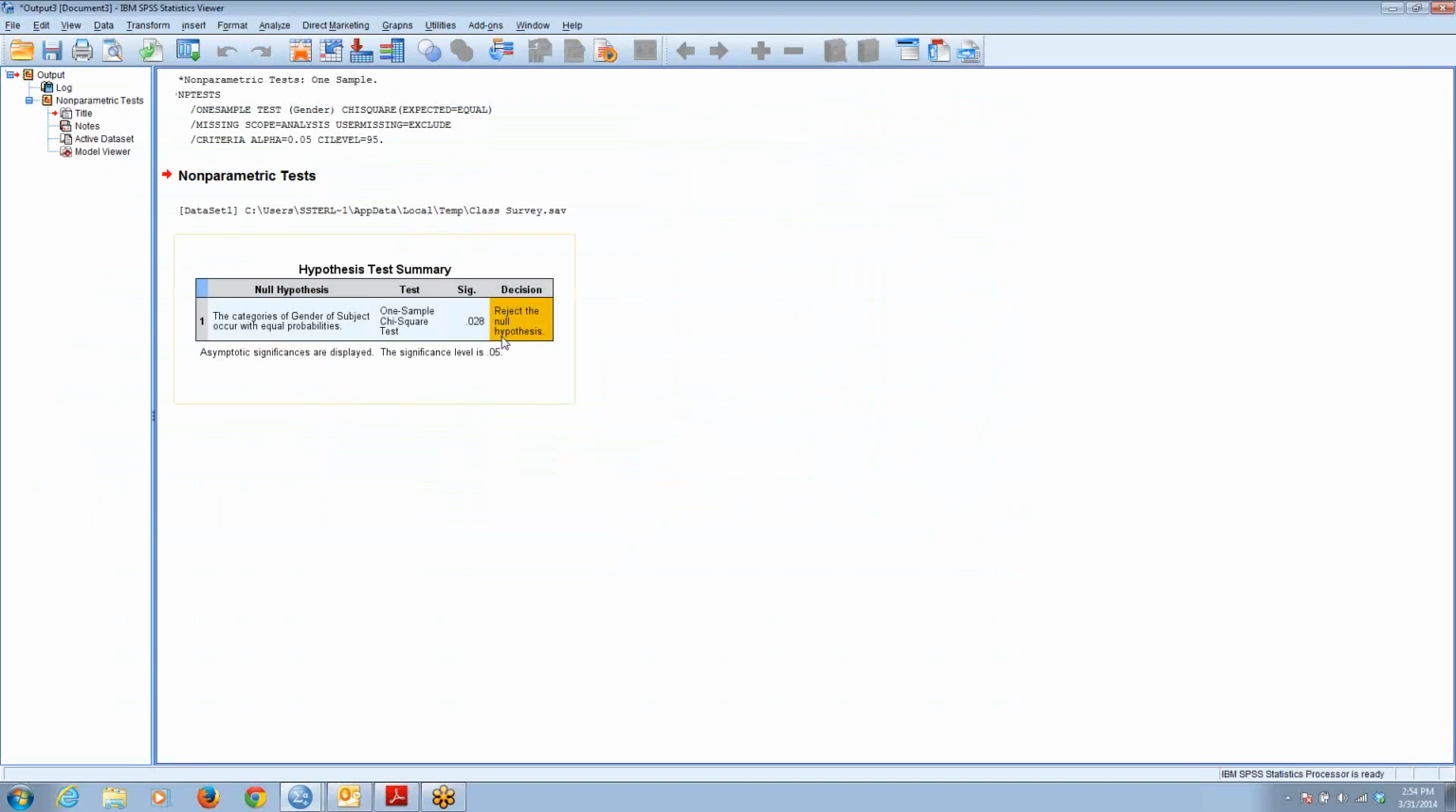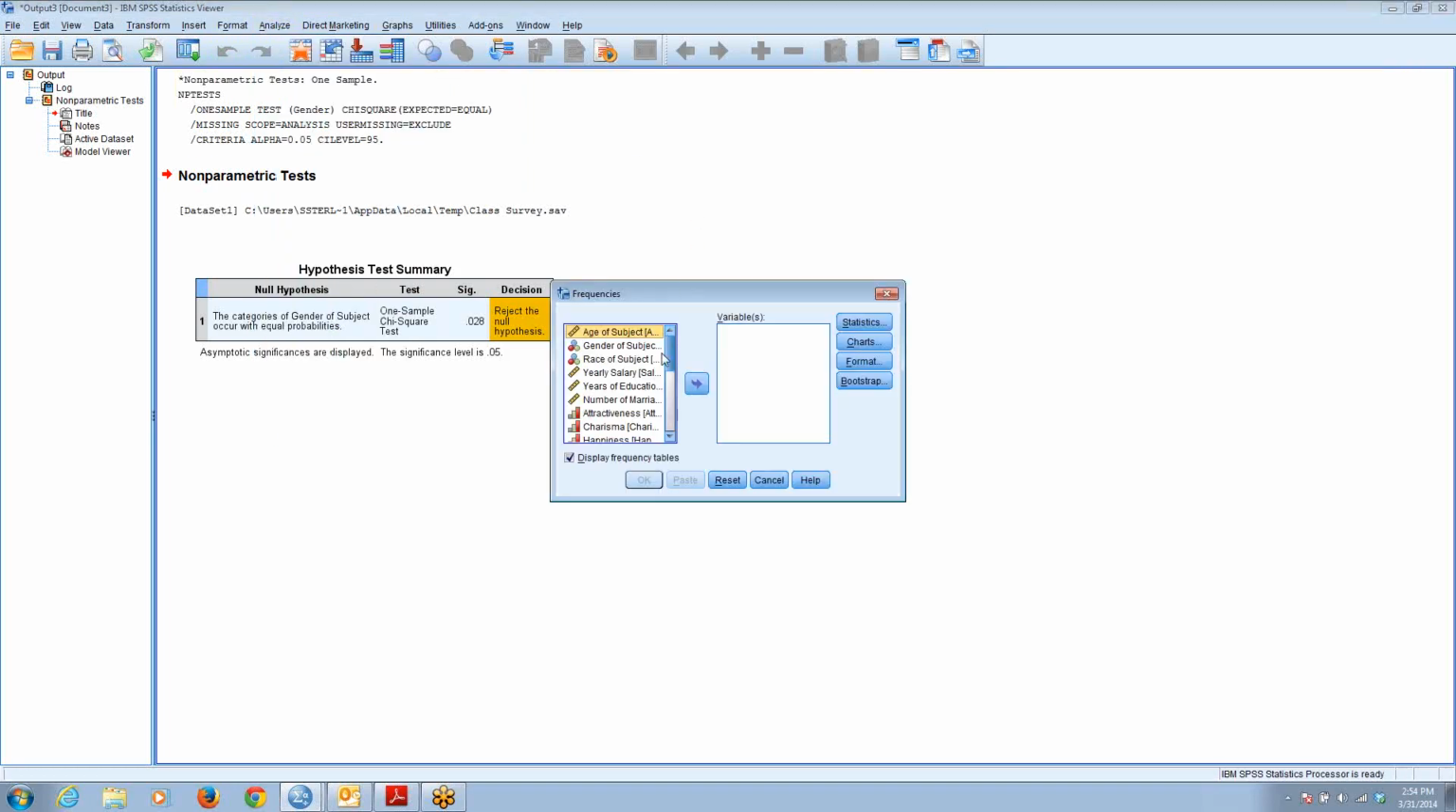And what we have here is reject the null hypothesis. Well, what does this mean? What this means is that we do not have an even distribution of men versus women in our group. And that means we have more of one gender. So let's take a look at that.